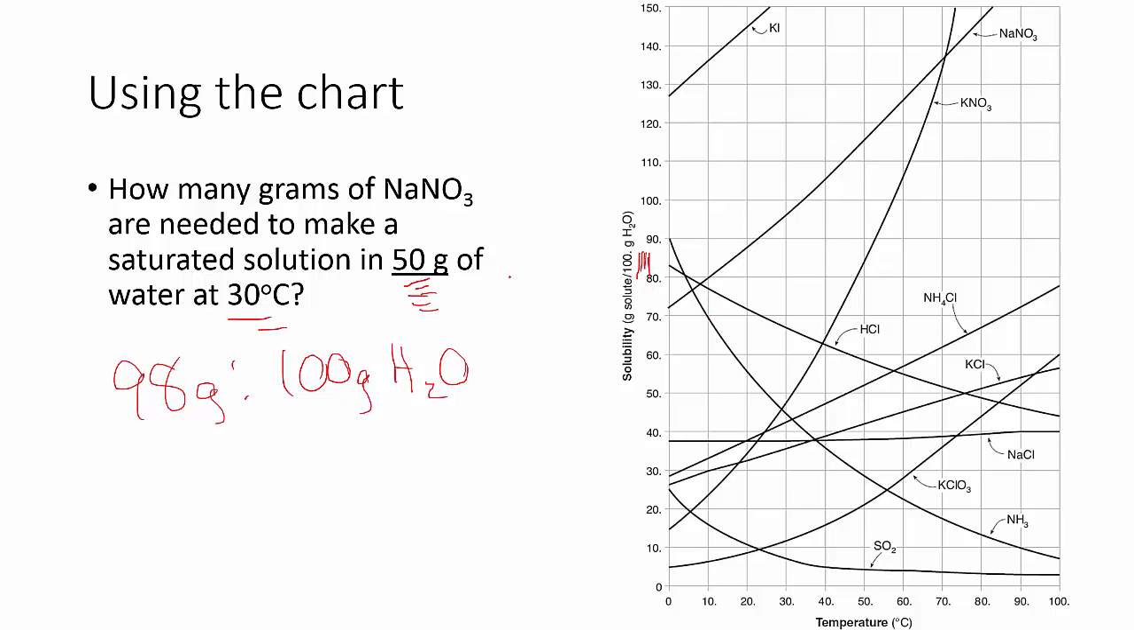But let's think about this. If I used half as much water, then I can only dissolve half as much stuff. So I got to take 98, divide by 2. Then I get 49 grams. So because I used half the amount of solvent, I can only dissolve half the amount of solute. If it was twice as much, then I could dissolve twice as much.